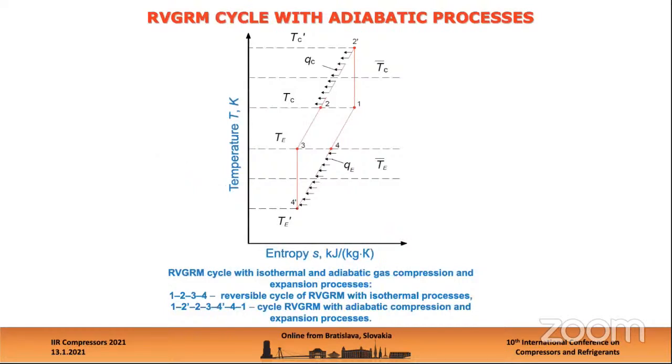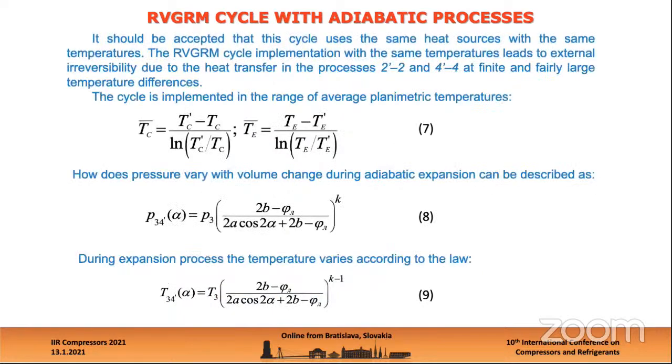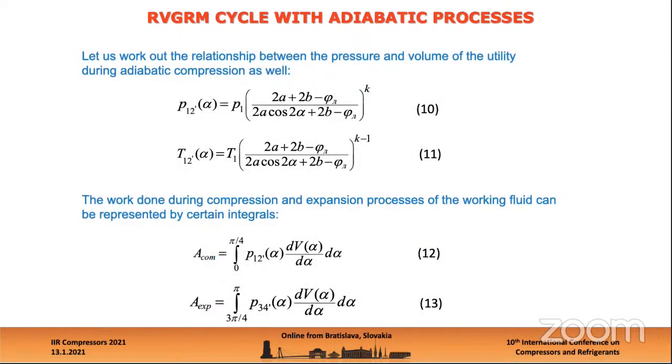Figure 6 represents the cycle with isothermal and adiabatic gas compression and expansion processes. The cycle is implemented in the range of average planimetric temperatures. How pressure varies with volume change during adiabatic expansion can be described as follows: during the expansion process the temperature varies according to the law. Let us work out the relationship between the pressure and volume of the working fluid during adiabatic compression as well, equations 10, 11.